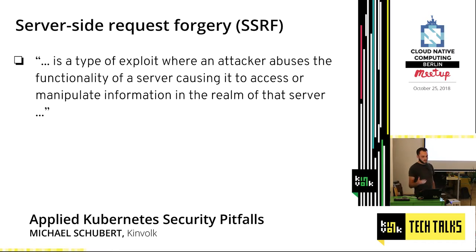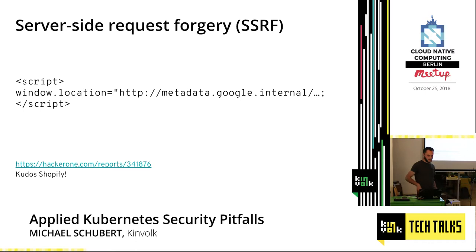And the server-side request forgery is the idea that you somehow trick, for example, Kubernetes into making a request that then allows you to get access to data or to make the software act differently or to expose you something that then is the next step to exploit a cluster. And one very nice example for that is a bug in the Shopify infrastructure.